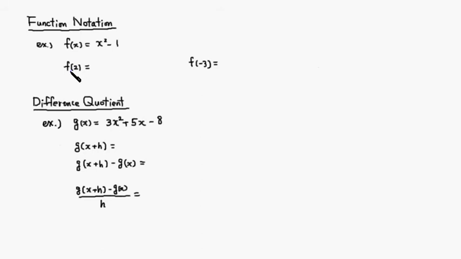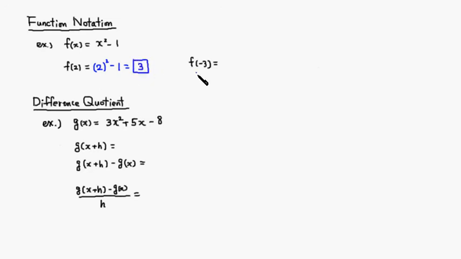So f of 2 means that whenever you see x, we're going to replace x by 2. You have x here, so it's going to be 2 squared minus 1. So f of 2 is 2 squared, which is 4, minus 1, so it's 3. So f of 2 is equal to 3.